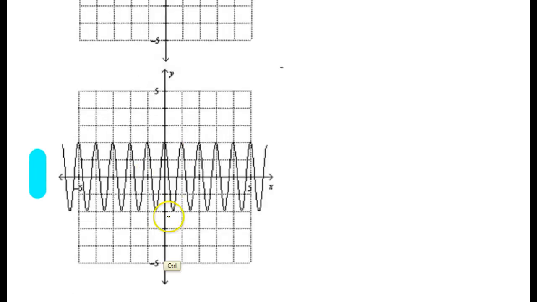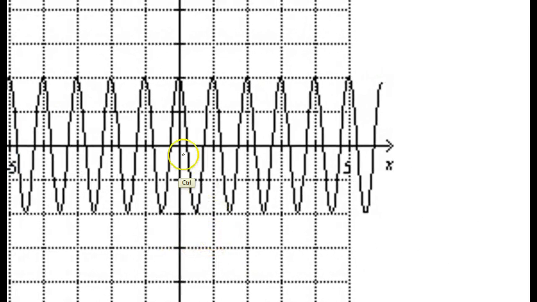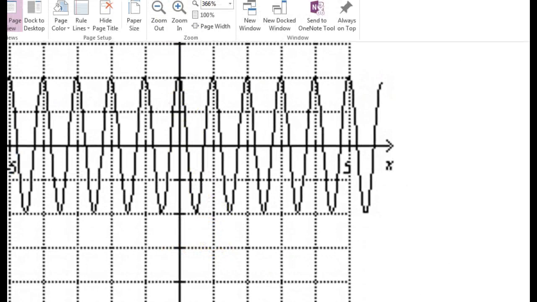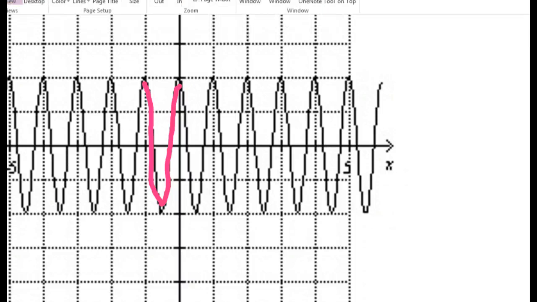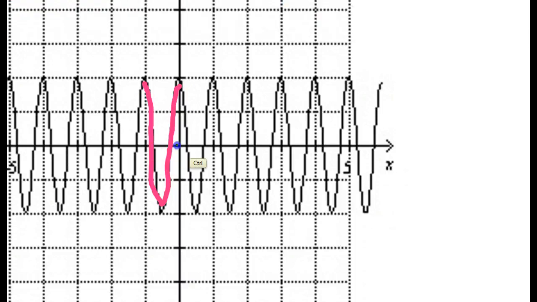Whoa, what is this garbage? So I feel like I should just zoom in because these are so small. So here is one cycle. Again, it has the proper amplitude. Okay, it has the amplitude of 2. But the period is wrong.